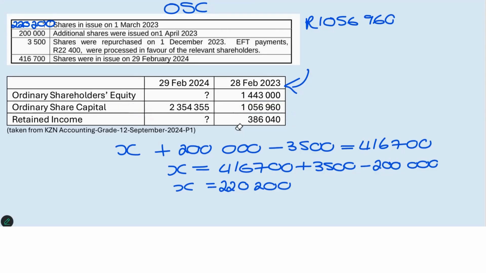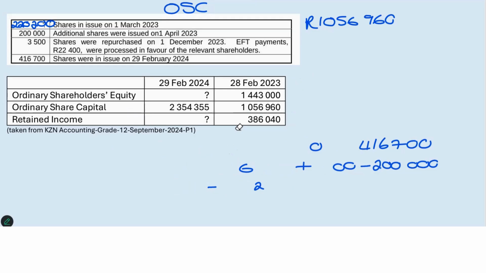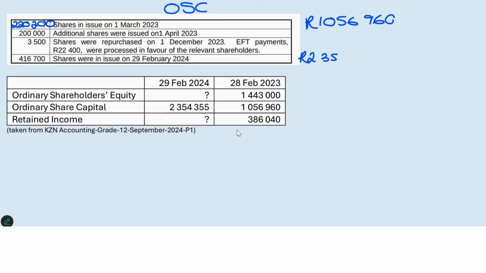Okay, what else could we possibly do? We also have the final value of our share capital for that 416,700. So we can put that next to this column over here, right? 2,354,355. Perfect. Then they do mention 200,000 additional shares were issued on the 1st of April, but goodness me, there's no price. We have no idea where to get that now. So that's an X. That's a serious unknown. Okay, fantastic.